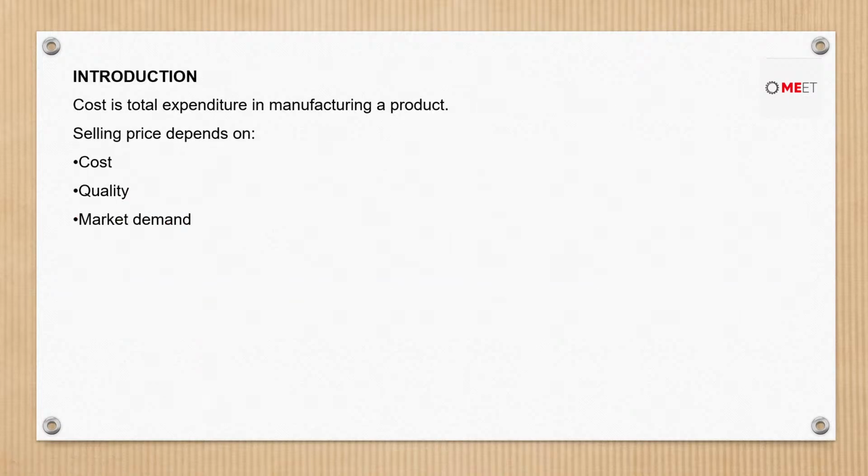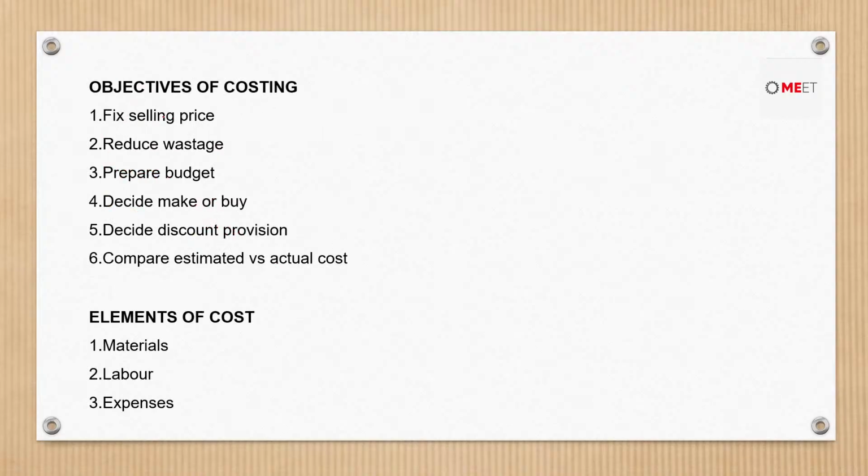Moving to the next topic, that is costing. So cost is the total expenditure incurred in manufacturing a product. So the selling price of the product is dependent on the cost, quality and market demand. The objectives of costing are to know the selling price, reduce the wastage, prepare the budget, make a decision whether to fabricate or buy. Next is to decide the discount provision and compare the estimated and the actual cost.